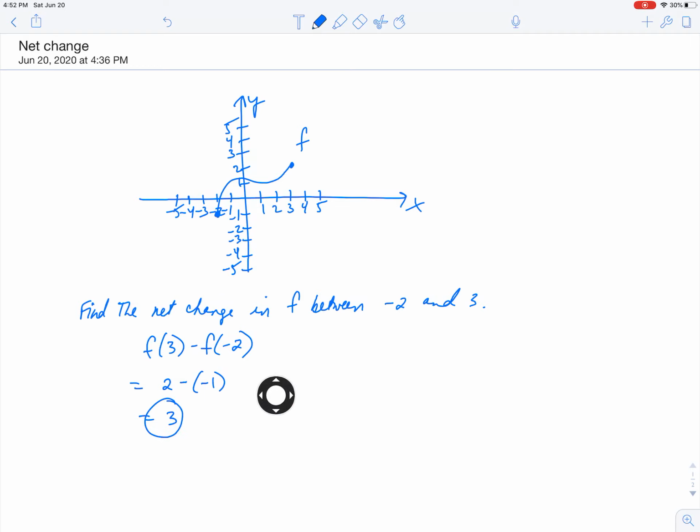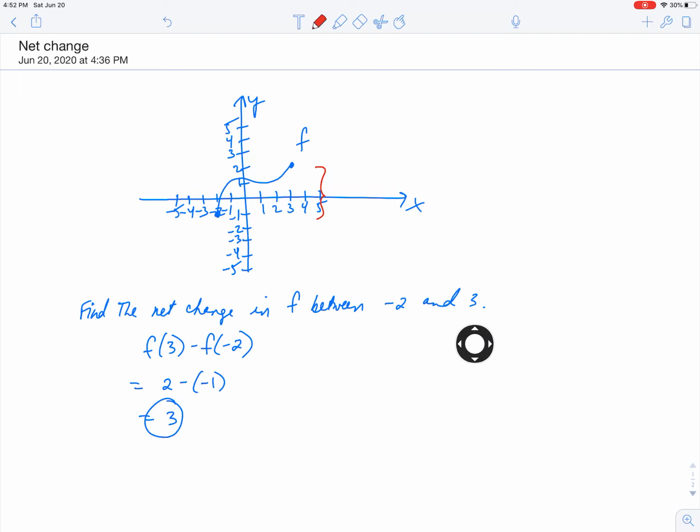So what's the meaning of the net change? It tells you how much y changes by when x goes between -2 and 3. So let me change colors here. It's this value right there. So when x goes between -2 and 3, y goes up 3 units. It's +3 here. Sometimes the net change is negative, and that would indicate that y is dropping between these two values of x.